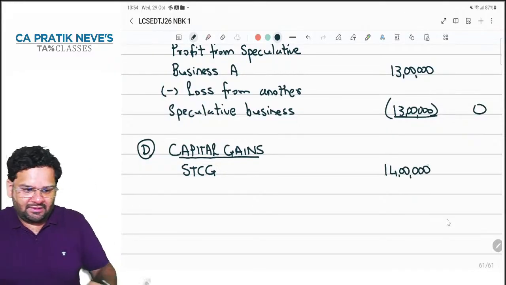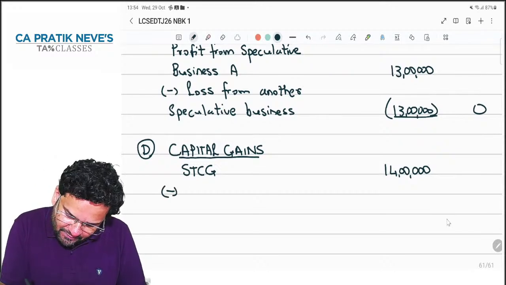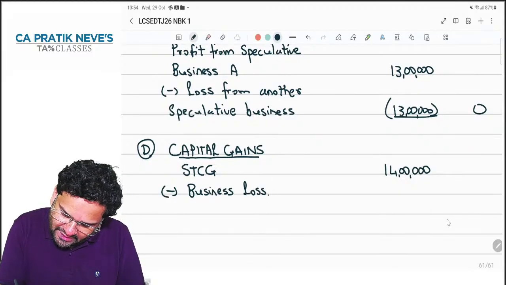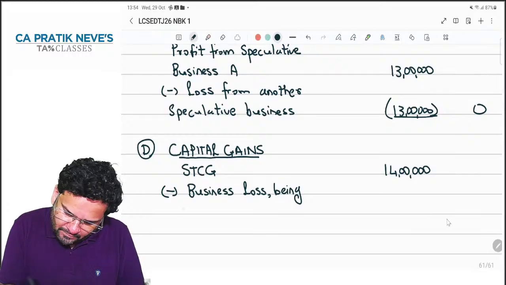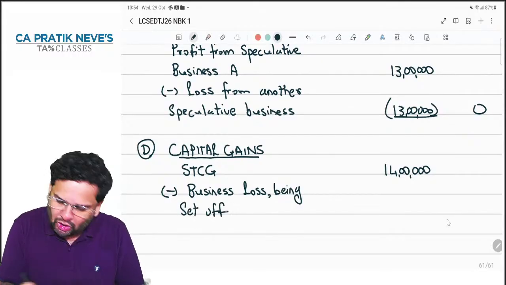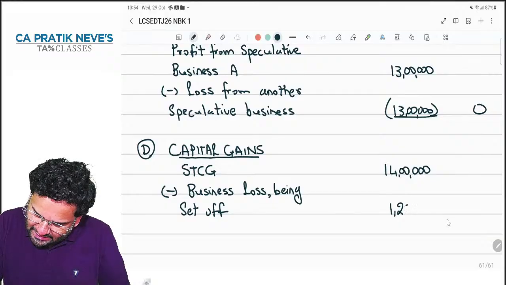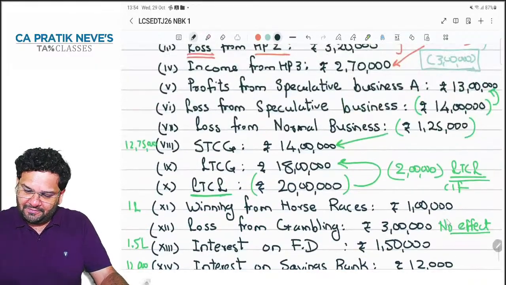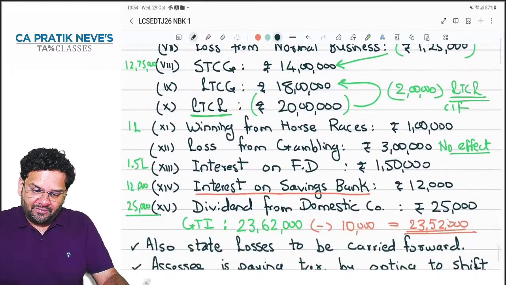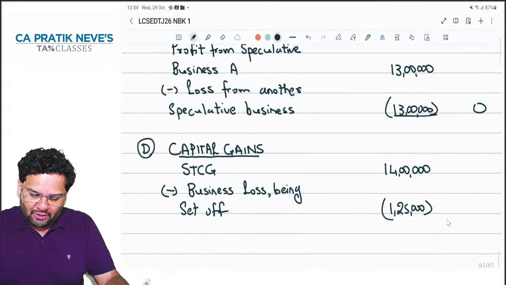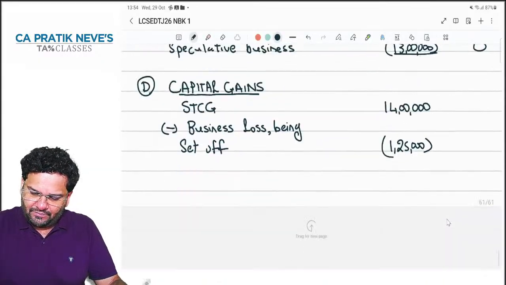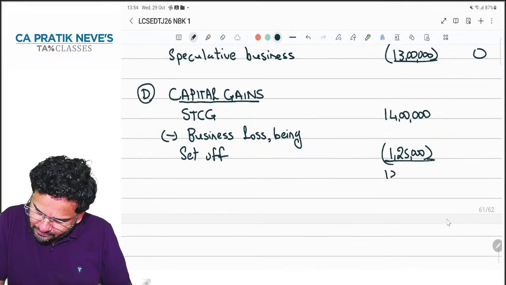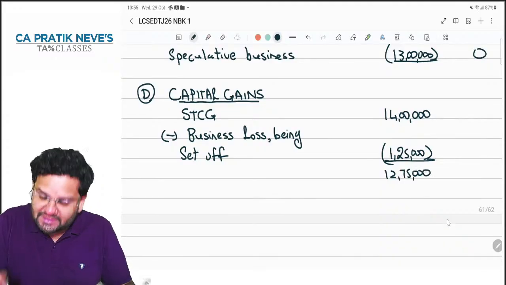But one interesting thing is happening. Less, you have got business loss. Business loss you can set off. So business loss being set off, that is 1,25,000. Isn't it? Yes. So you will get 12,75,000 as your STCG. Check, did you get it? Yes, 12,75,000 is your STCG.